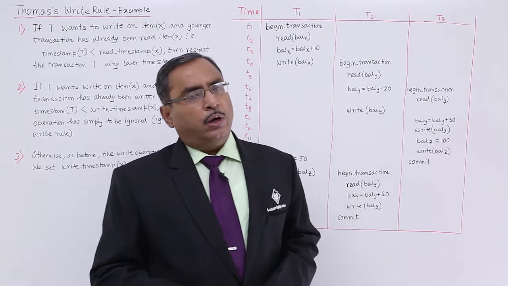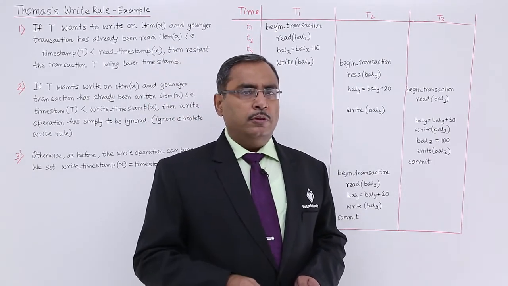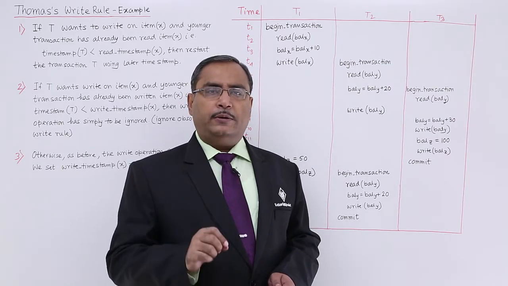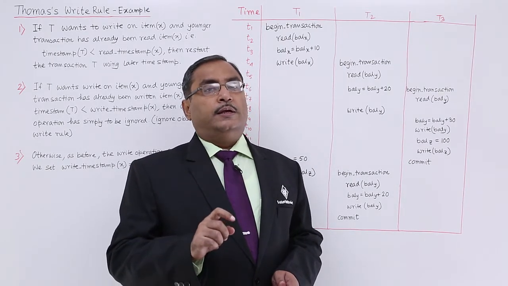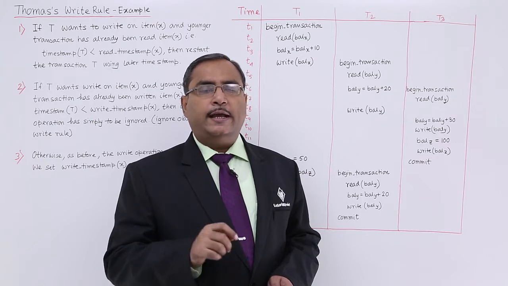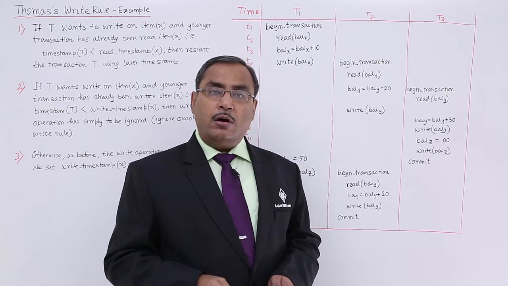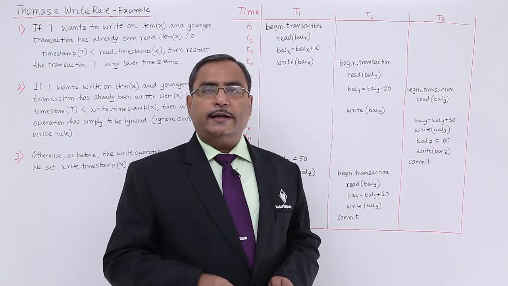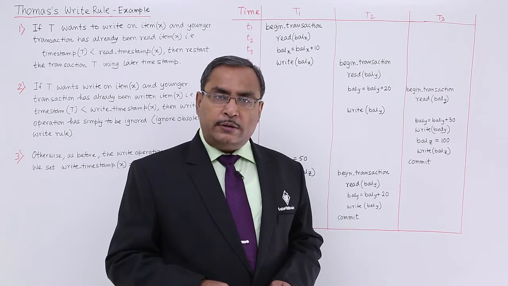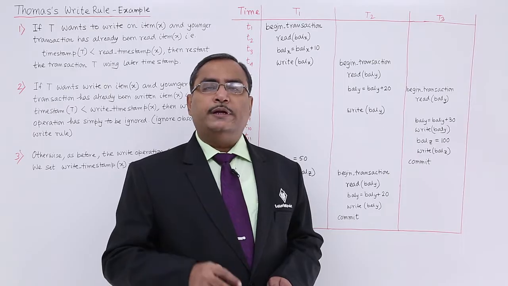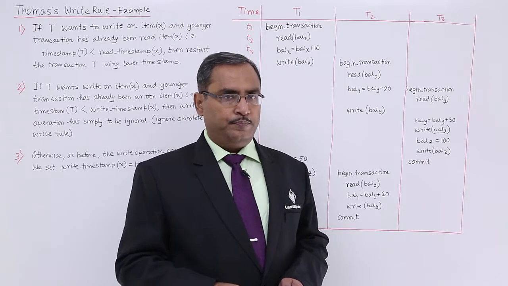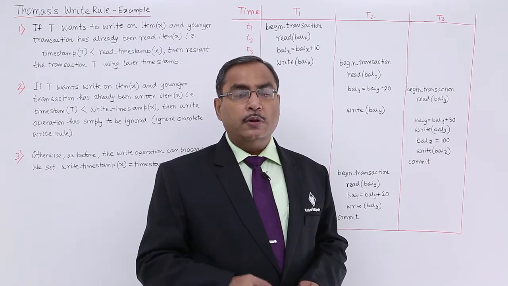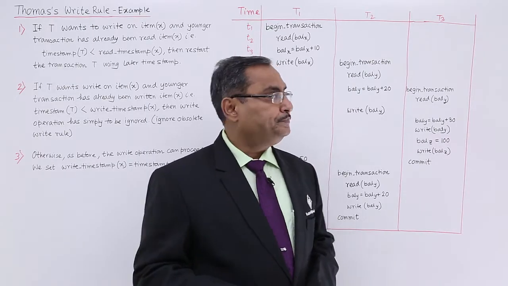What we have learned from the Thomas Write rule is that whenever a particular transaction is going to write something on a data item, and the younger transaction has already read that particular data item, then the older transaction will have to be restarted later on. So let us go for one example on this rule number 1.